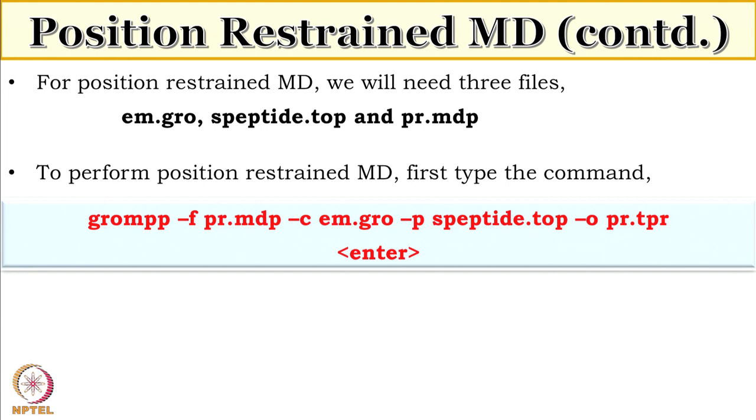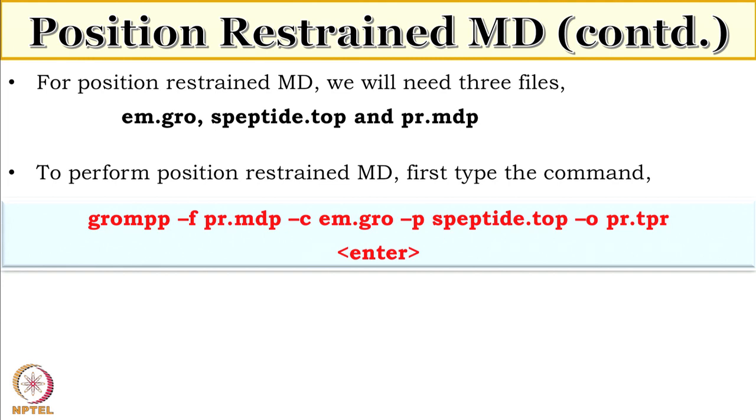em.gro is my energy minimized configuration. Then space minus p peptide.top, which is the topology file. Then space minus o pr.tpr, and this TPR file will contain all the information about the MDP file, the GRO file and the top file. Is the order important?